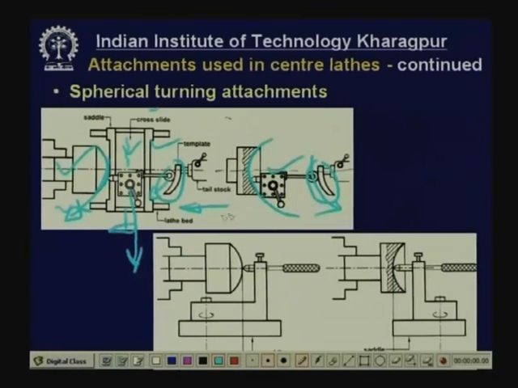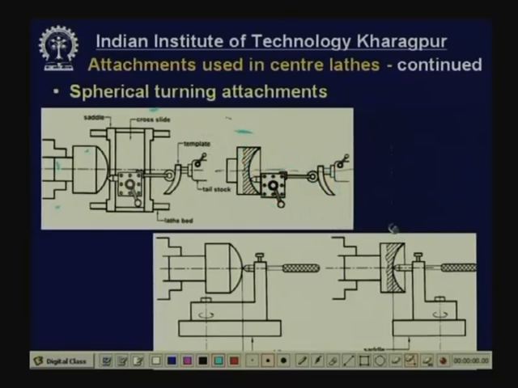Now, this is a system where spherical turning, convex and concave, is accomplished by conjugate templates, but this is a tedious job. Every time you have to change it, and it is not easy, but this can be done without any template. This is another method. Suppose you want to produce this surface. Now, here is the saddle mounted on the lathe bed, and there is one bracket which is mounted on this saddle by a pin.